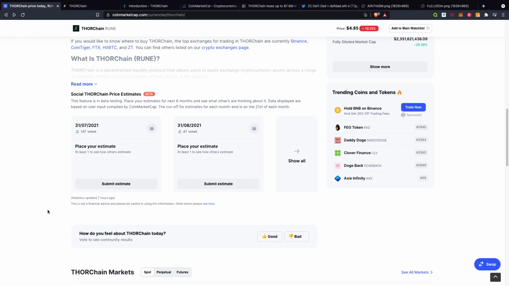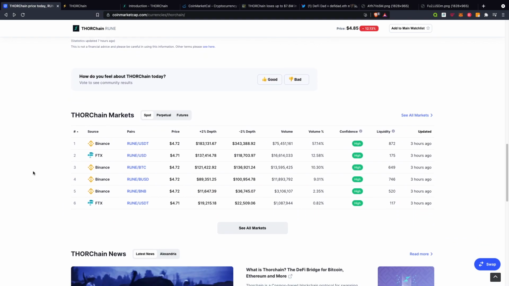In terms of where you guys can buy it, they are on Binance now as well. They have been on Binance for quite some time. So guys, this is the best place to buy it, but there are other exchanges such as FTX and furthermore. So guys, I will be jumping onto the website now.